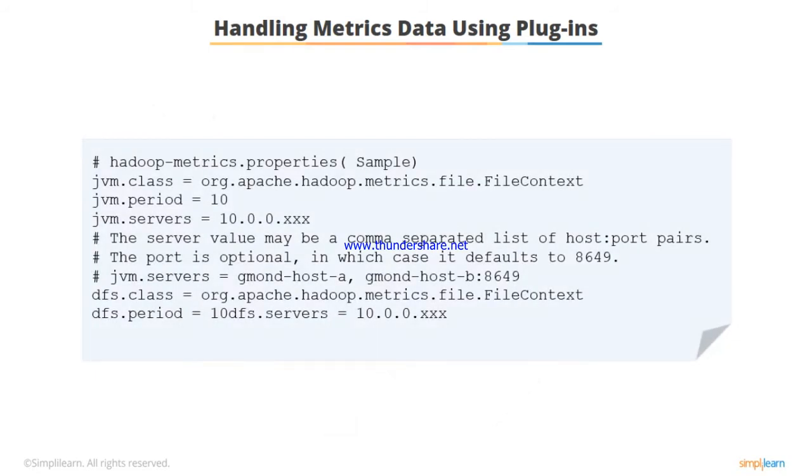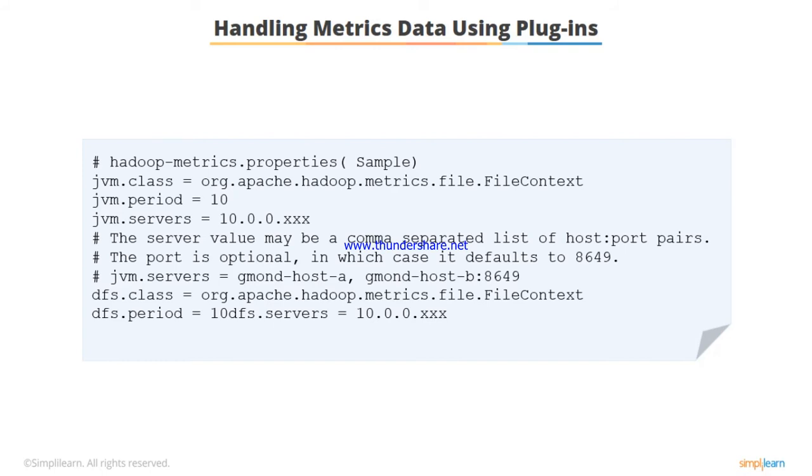Hadoop-metrics.properties sample. jvm.class equals org.apache.hadoop.metrics.ganglia.GangliaContext. jvm.period equals 10. jvm.servers equals 10.0.0.xxx. The server value may be a comma-separated list of host port pairs. The port is optional, in which case it defaults to 8649.